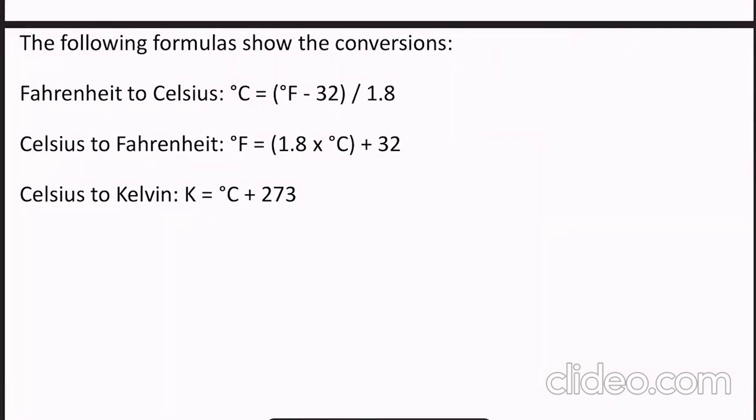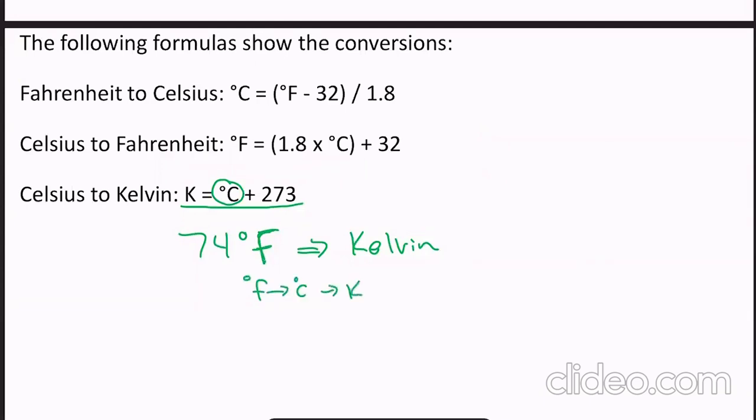And we're just going to do one calculation here. So let's do about 74 degrees Fahrenheit, and let's convert that into Kelvin. In order to convert that into Kelvin, we need to convert Fahrenheit into Celsius first. So we're going to go Fahrenheit to Celsius, and then from Celsius, we'll go into Kelvin.